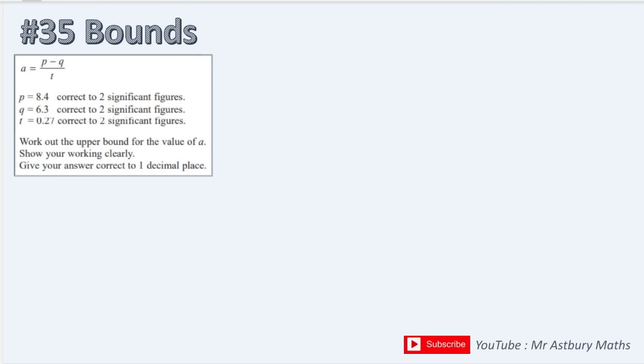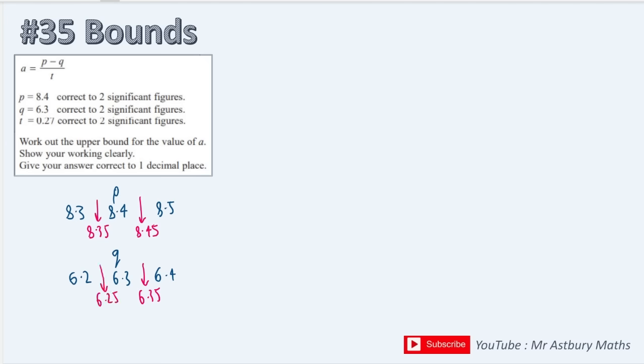Okay, I'm going to do the same thing with the numbers to start with. I'm going to say that P is 8.4. Two significant figures means that I can only use two figures, so 8.5 and 8.3. So the lower is 8.35 and the upper is 8.45. I'm looking at Q next and we have 6.3. I can only use two figures, so it has to be 6.4 and 6.2. Halfway between them is 6.35 and 6.25.